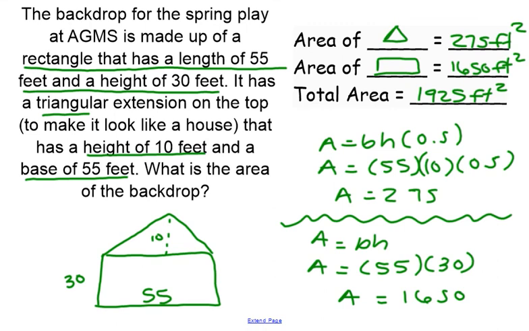I went ahead and drew a picture because I'm a picture person and pictures always help me. So here I have the rectangle with a base of 55 and a height of 30, and then the triangle that has the same base, 55, and a height of 10. I calculated the area of the triangle first, base times height times 0.5, so 55 times 10 times 0.5, and that gave me 275 feet squared. Then the area of the rectangle is base times height, so 55 times 30, which is 1,650. When you add them together, you get 1925 feet squared.